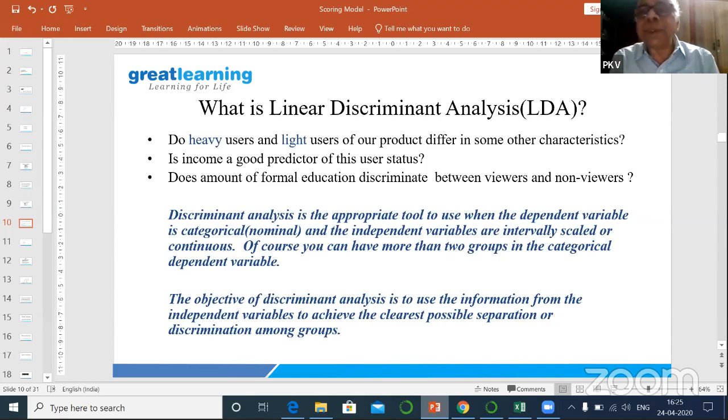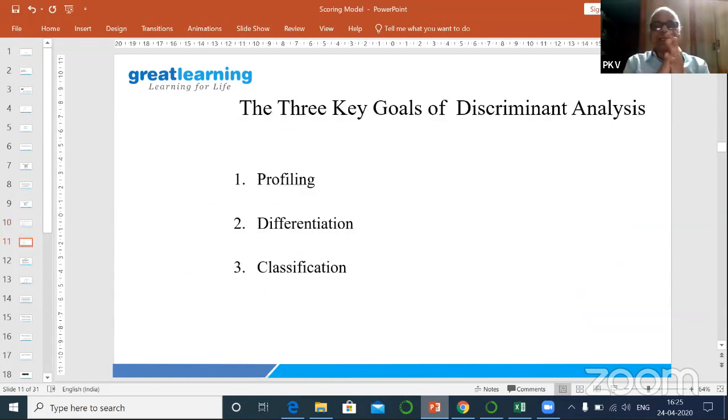So far, I hope it's clear, and if you have any query, I'm making it as simple as possible. They are very simple concepts which we are doing. So what are the goals? There are three goals of discriminant analysis: profiling, differentiation, classification. In fact, you can put these three as the goals of analytics itself. How do you profile? How do you differentiate? How do you classify? The classification part is the predictive analytics part, using the training data and test data.